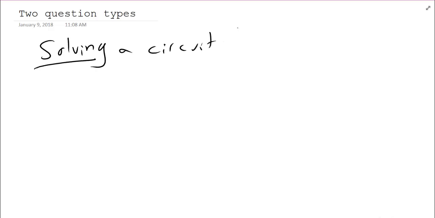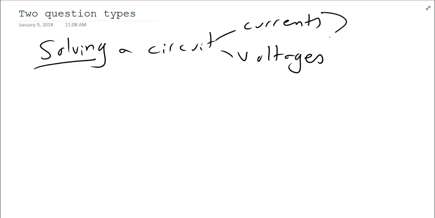In this brief video, I'd like to go over the two major types of questions that we're going to be asking in this course: analysis and design. Analysis is also known as solving a circuit. What this means is to find all unknown currents and voltages. And that's it. So I might draw a circuit and say, solve it. What that means is to find the current through every component and the voltages across every component.